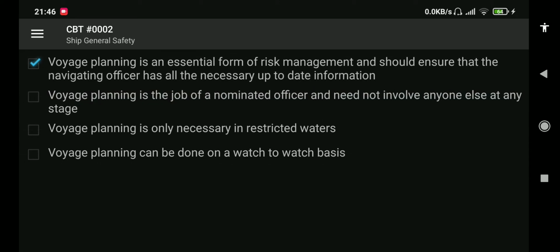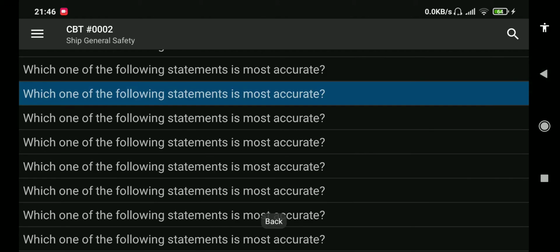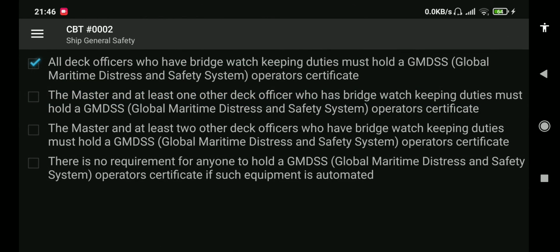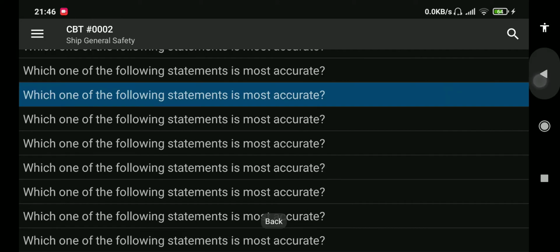Which of the following statements is correct? Voyage planning is an essential form of risk management and should ensure that the navigating officer has all the necessary up-to-date information. Next, all the officers who have bridge watchkeeping duties must hold a GMDSS, Global Maritime Distress and Safety System, Operator Certificate. Oh, that's one of the requirements of being an officer for the deck department.